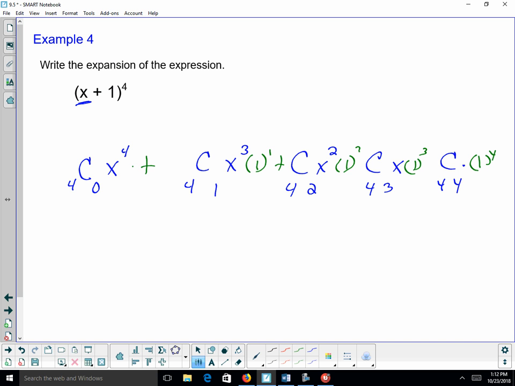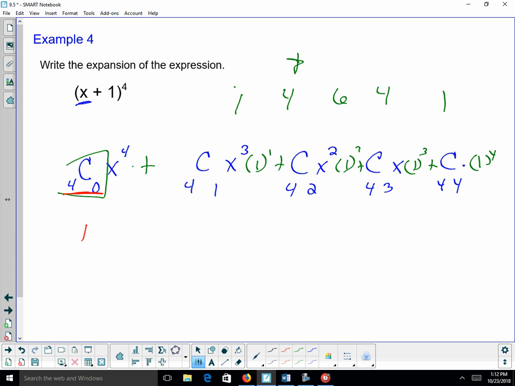I'm going to start with plus signs and then adjust. So combination 4 choose 0. I'm going to choose to use the fourth row of Pascal's triangle. And just to remind you, the fourth row goes 1, 4, 6, 4, 1. That's the fourth row of Pascal's triangle. That's what I'm going to stick in here.